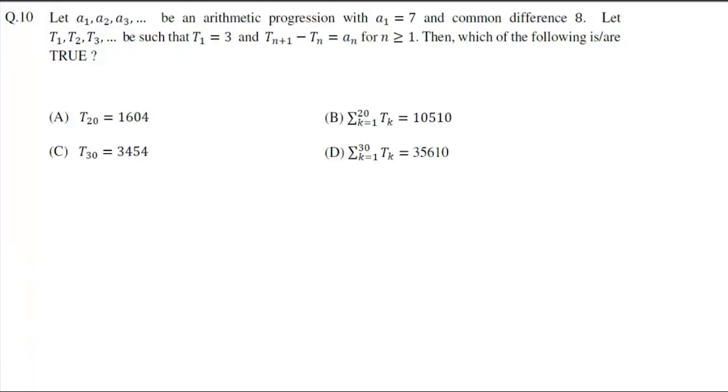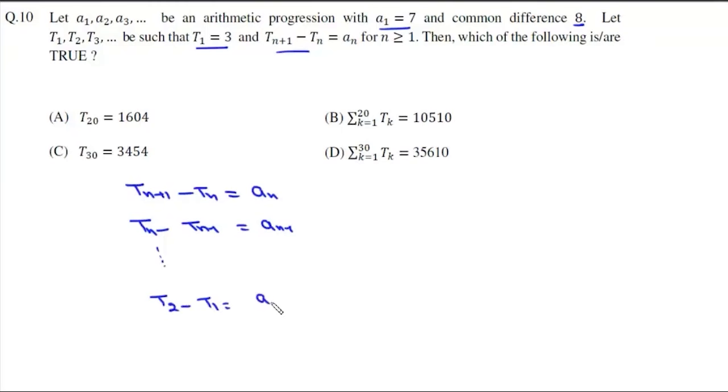Now in this question we are given an AP with first term 7 and common difference of 8. And T1, T2, T3 be such that T1 equals 3 and Tn plus 1 minus Tn is An, then which of the following is or are true? Now we are given that Tn plus 1 minus Tn is equal to An. Now Tn minus 1 will be An minus 1, and the same way T2 minus T1 will be equal to A1.